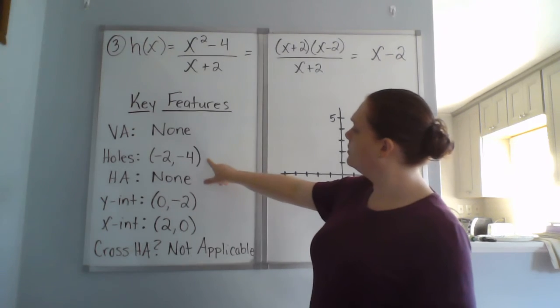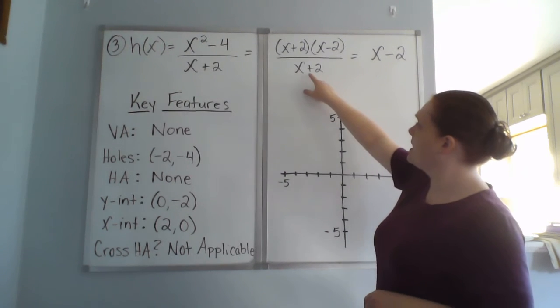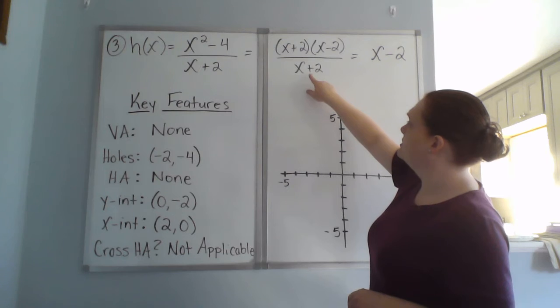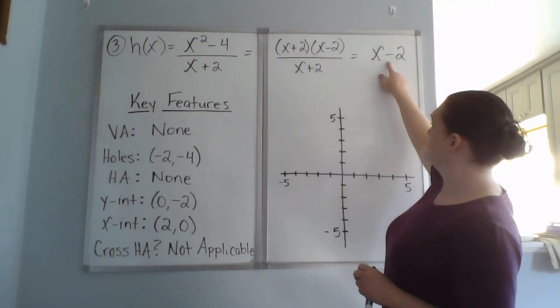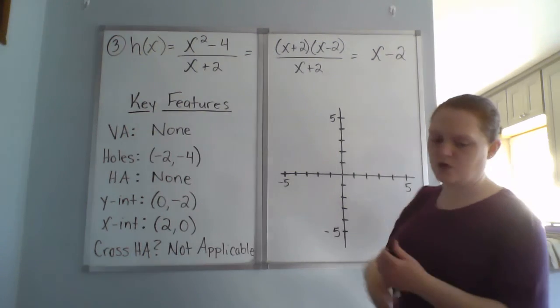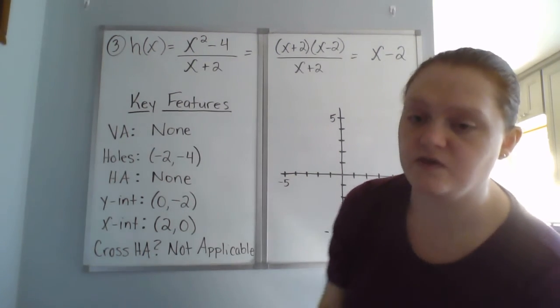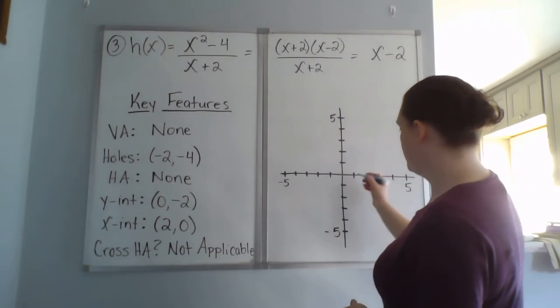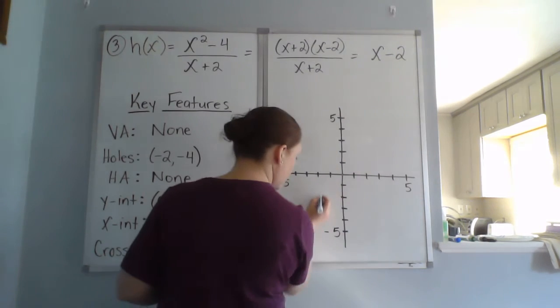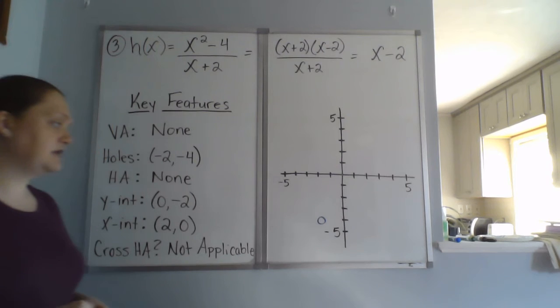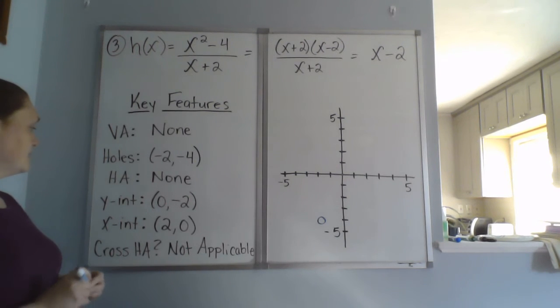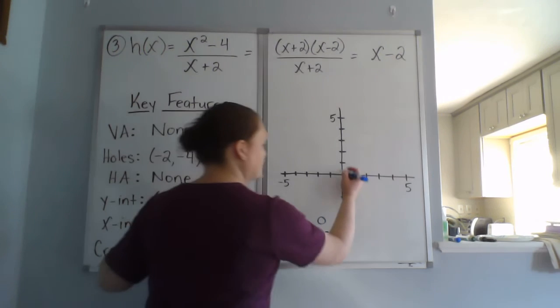There is, however, a hole, and that's because right here, the x plus 2's cancel off. So at x equals negative 2, I have a hole. To get that y value, we plugged it in right here to get negative 4, okay? So there's no HA or VA to graph, but there is a hole at the point negative 2, negative 4. So you want to draw that with a nice big open circle so you know that it's not a filled-in point. Okay. Next, I have a y-intercept at 0, negative 2, so I can plot that point.